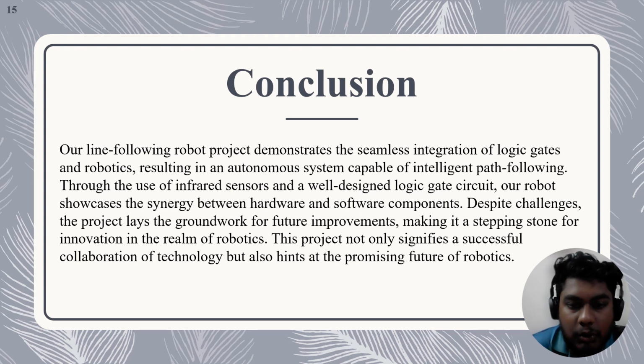Our line following robot project demonstrates the seamless integration of logic gates and robotics, resulting in an autonomous system capable of intelligent path following. Through the use of infrared sensors and well-designed logic gate circuits, our robot showcases the synergy between hardware and software components. Despite challenges, the project lays the groundwork for future improvements, making it a stepping stone for innovation in the realm of robotics. This project not only signifies a successful collaboration of technology but also hints at the promising future of robotics.